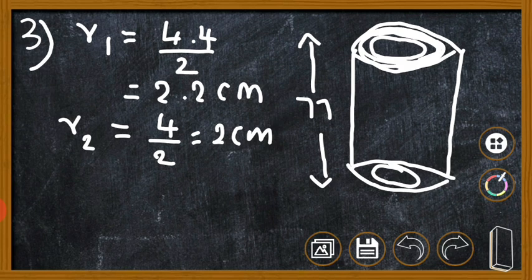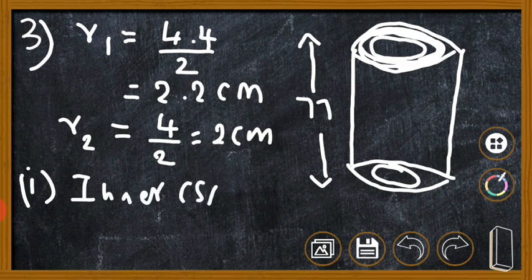Now we can move to our sub question. The first question, what is that? Find inner curved surface area. So first you write down inner curved surface area, meaning CSA. The formula is same, 2 pi RH. So one problem here, this R should be the inner radius. That is the only difference.